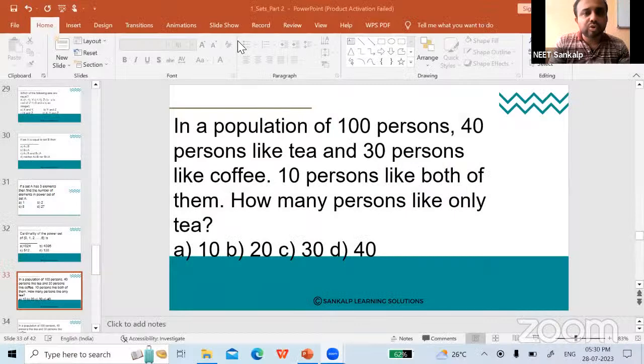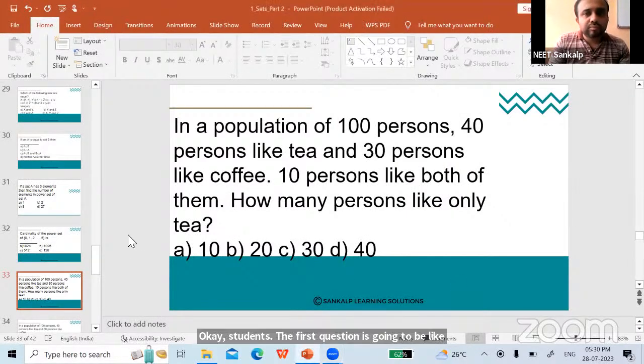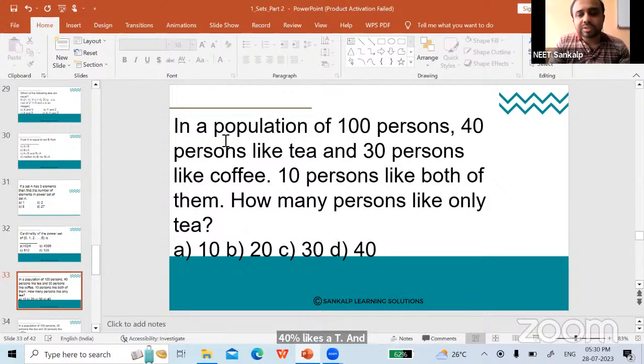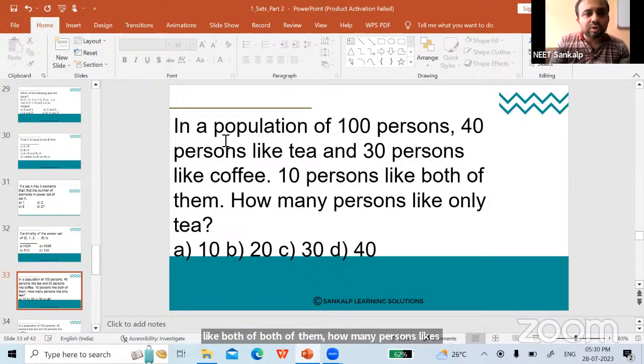Okay, students, the first question is like this. It is a type of CET question. In a population of 100 persons, 40 persons like tea and 30 persons like coffee. 10 persons like both of them. How many persons like only tea?